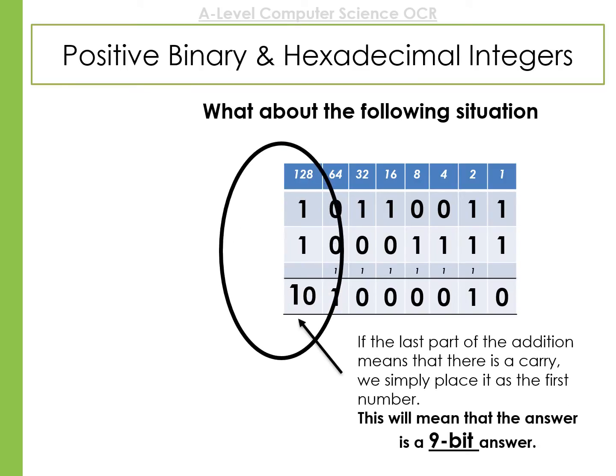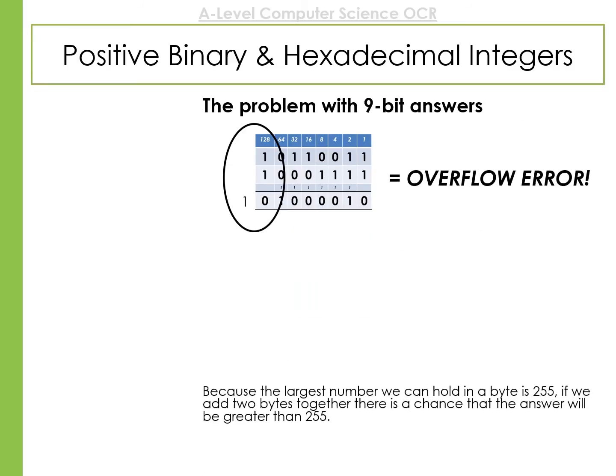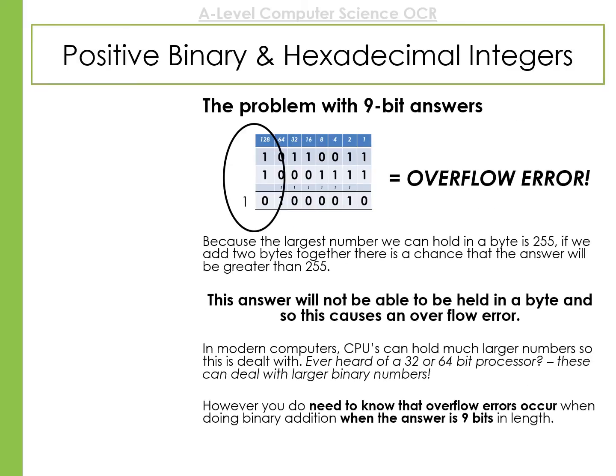Now, when we add up these values, we end up with a 1, 0 at the end. This is what we're going to do with it, because we can't have a 9-bit answer. The largest number we can hold is 255. So if we add up two numbers which are going to give a greater value than 255, this is going to cause what's called an overflow error. We can't work like this.